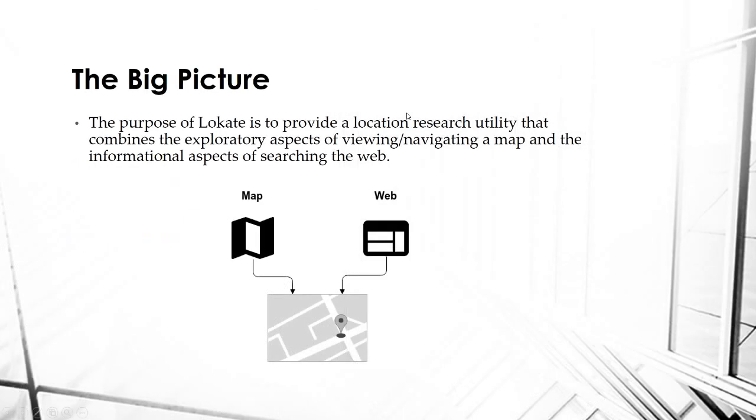Lokate is a research utility for searching locations, and let's go over the big picture of what it was supposed to accomplish first. I wanted to really combine the experiences of searching for a location that you would get from a map-based application like Apple Maps or Google Maps, where you can view the map and see a location in relation to all of the things around it. But I also wanted all of the information you get from a web search. So if you were to type into Google and get all of the textual facts about the location. That's what we were trying to accomplish in one application in a seamless manner that made sense.